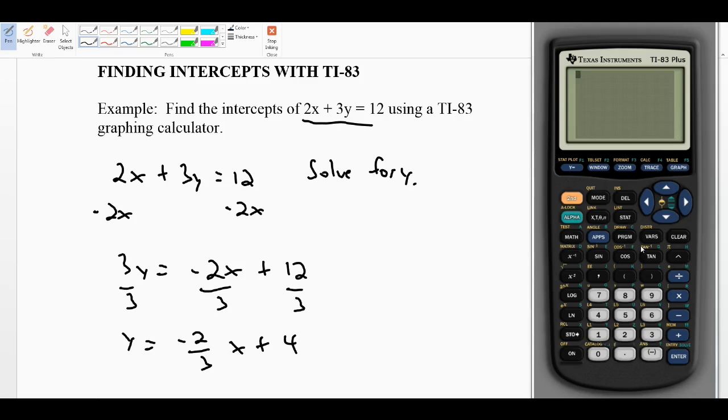So now I'm going to go to my TI-83. I'm going to click on the y equals. I'm going to type in negative 2 divided by 3 x plus 4. Then I'm going to graph it.